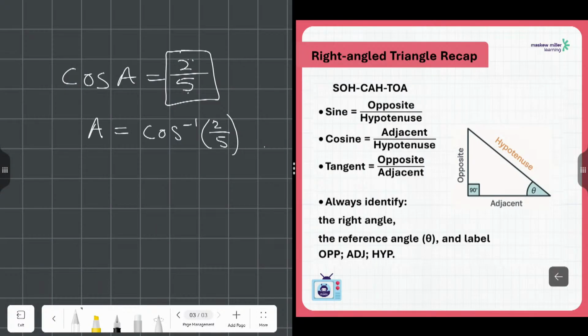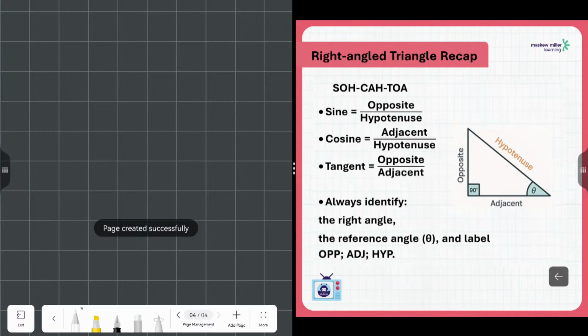A very quick recap, we have this which we have learned from grade 10, SOH CAH TOA, which you just know: sine is opposite over hypotenuse, and cos is adjacent over hypotenuse, as well as tangent. It equals opposite divided by adjacent.